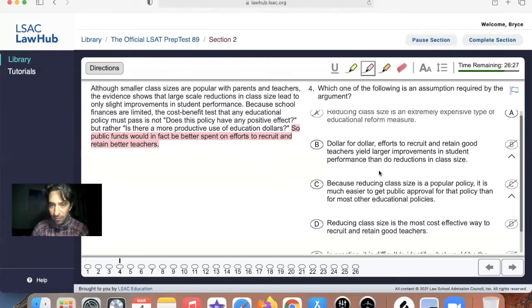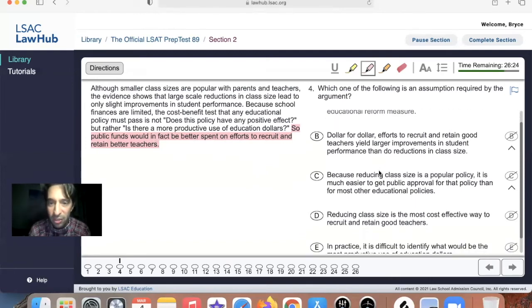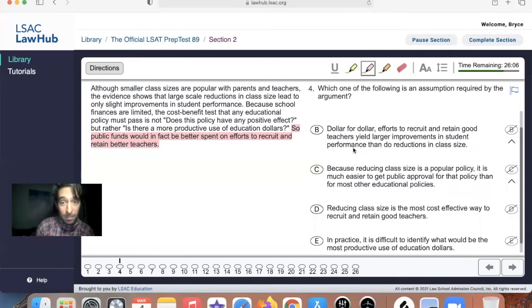B. Dollar for dollar, efforts to recruit and retain good teachers yield larger improvement in student performance than do reductions in class size. And bam, there we have it. Dollar for dollar, efforts to recruit and retain better teachers yield larger improvements in student performance than do reductions. This is saying that this premise is assumed to be true, that it is a bigger improvement in student performance than reduction in class size. It addresses the efforts to recruit and retain better teachers.